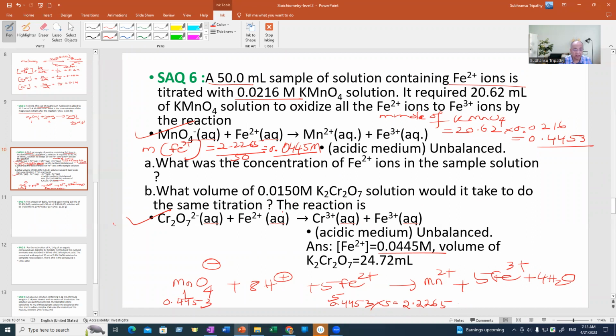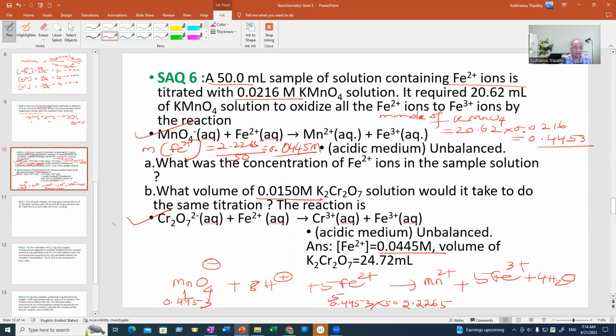Same titration. We didn't know the concentration of ferrous ion earlier. Now we know the concentration of ferrous ion. So, same 50 ml, same 0.00445, we will be using that. Now, the molarity of potassium dichromate is given. You are asked to find the volume. That's it.